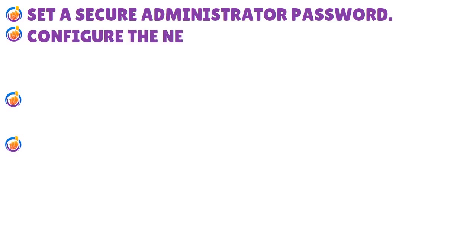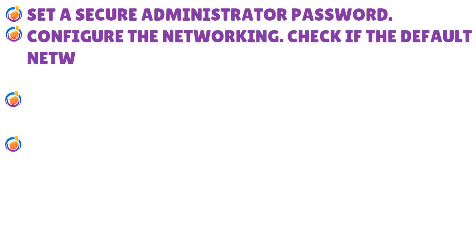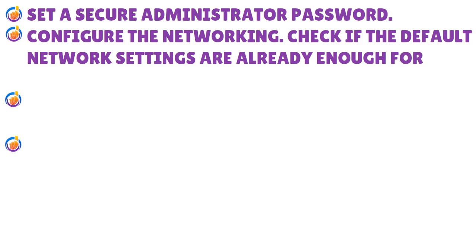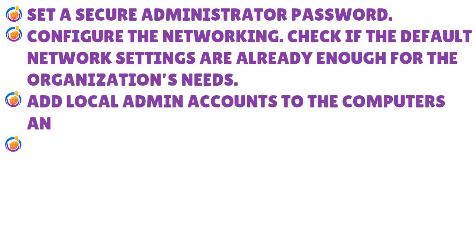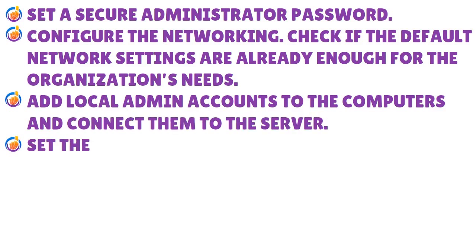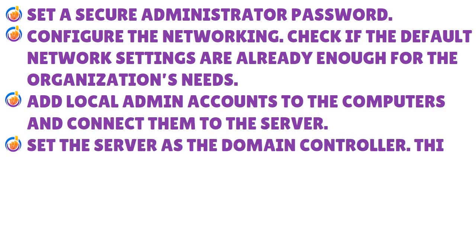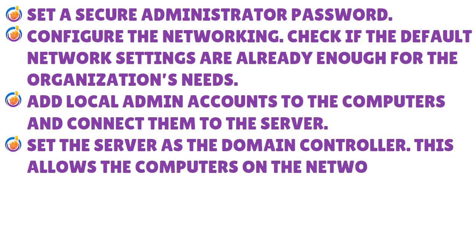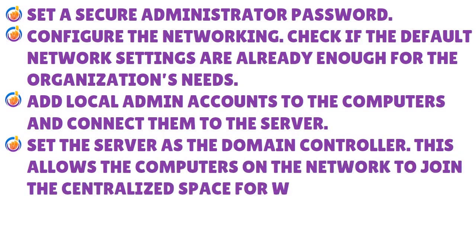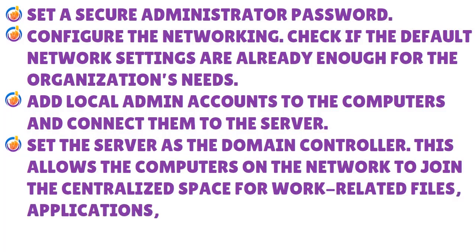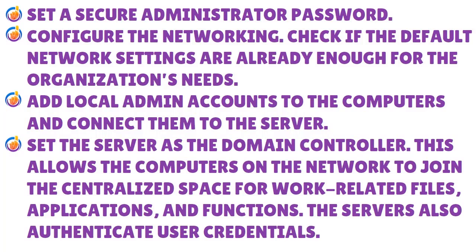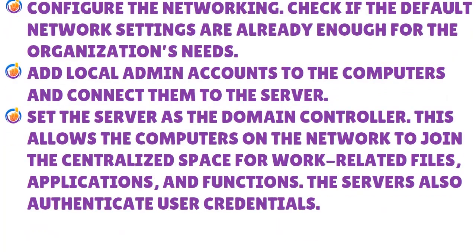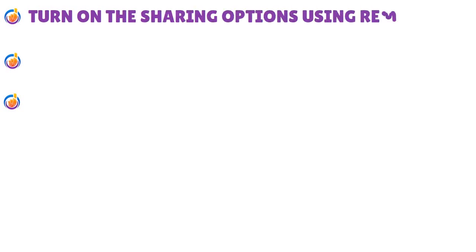You want to set a secure administrator password. Configure the networking. So check if the default settings are already enough for the organization's needs. You want to also add local admin accounts to the computers and connect them to the server. You want to set the server as the domain controller. This allows the computers on the network to join the centralized space for work-related files, applications, and functions. And the server also authenticates user credentials. So that's kind of cool from a flexibility point of view. You want to turn on the sharing options using remote access.